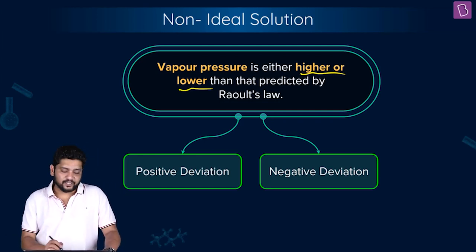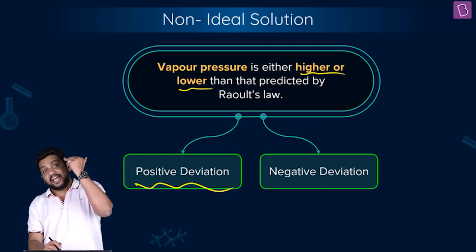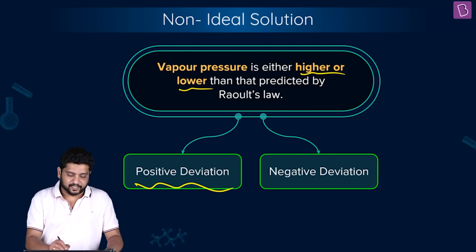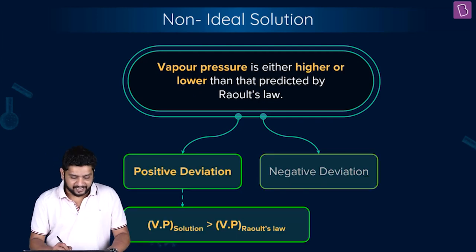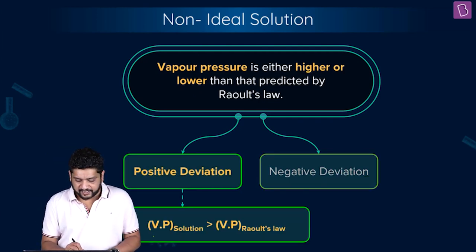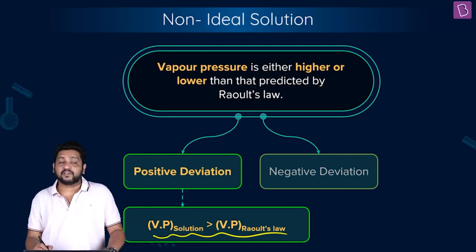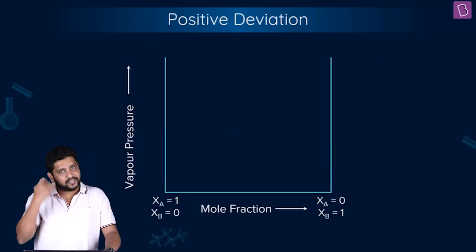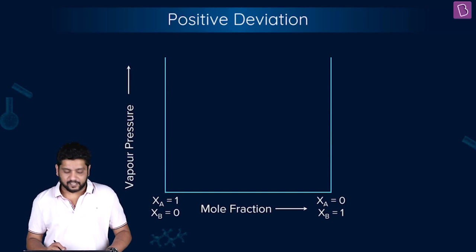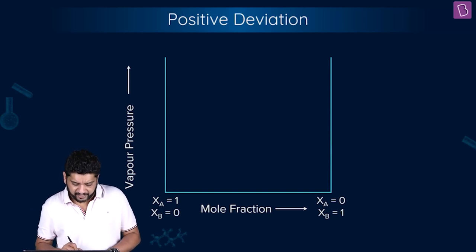In that case, we call it positive deviation if there is higher vapor pressure than what is expected, and if it is lower than what is expected, then we speak of negative deviation, right? So here what we see is that in positive deviation, there is higher vapor pressure than what is expected, and in negative deviation, there is lower vapor pressure than what is expected. Let's look at the positive deviation case.